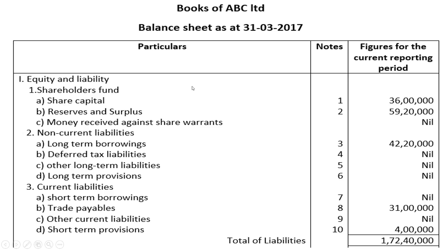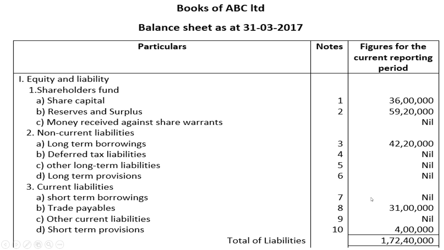Under that A, share capital, calculated in note number 1, amount 36 lakh. B, reserves and surplus, note number 2, 59 lakh 20,000, and C, money received against share warrants nil. The second one under the equity and liabilities, non-current liability, that A, long-term borrowings, note number 3, 42 lakh 20,000, and B, deferred tax liability nil, and C, other long-term liabilities, note number 5, nil, and D, long-term provisions, note number 6, nil.